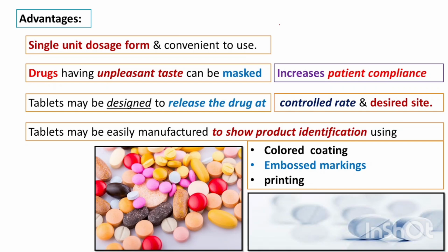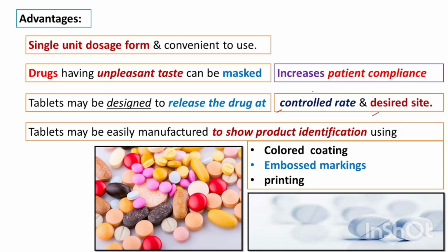Tablets may be designed to release the drug at a controlled or desired site. If we need to release a drug in the stomach, we choose the type of excipient that helps to control release in the stomach. Or if we need to release the drug in the intestine, we use an enteric-coated tablet, which releases the drug at intestinal pH. So depending upon pH, we can control the tablet to release at a desired site at a controlled rate.